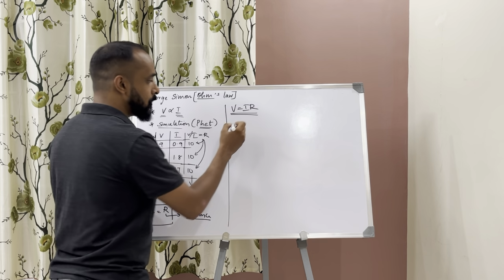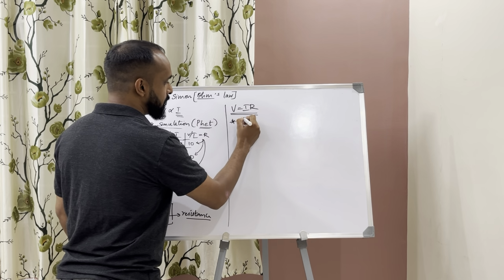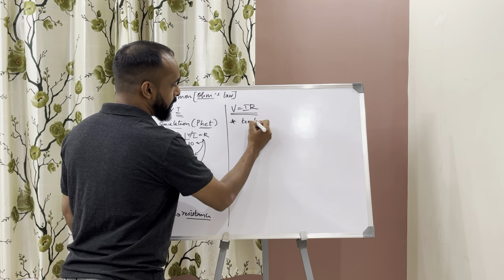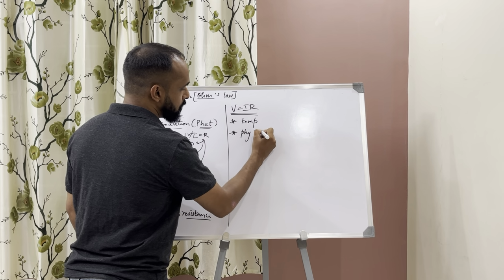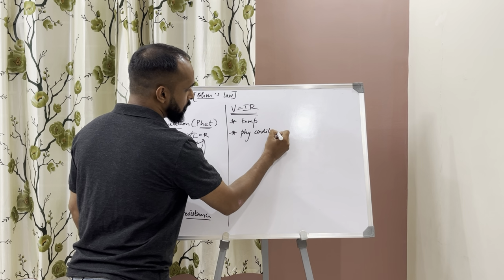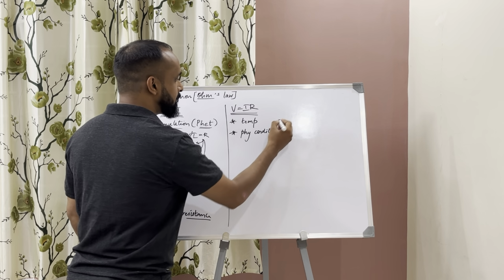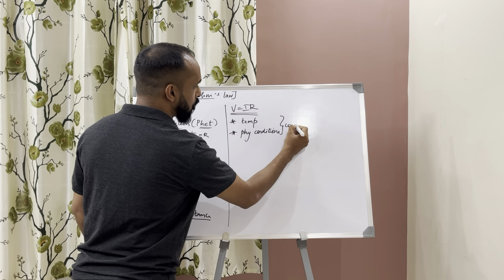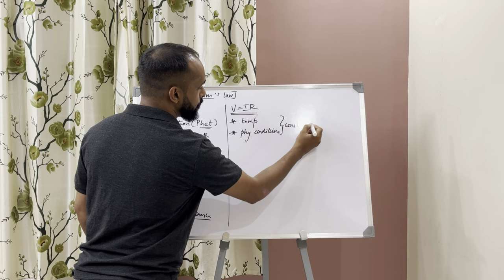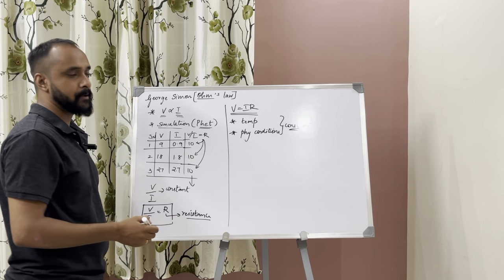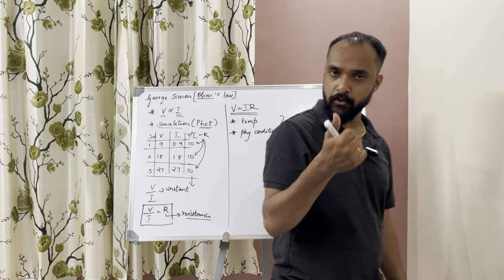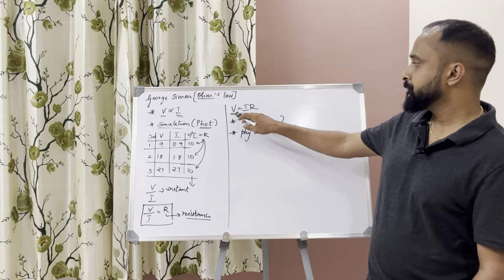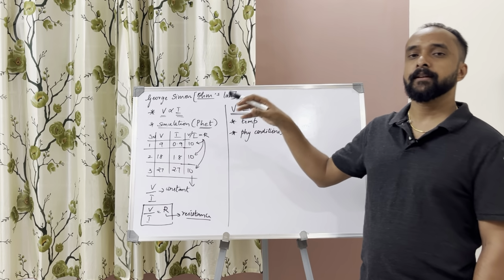But none of these would be called Ohm's law, as I told earlier, if you do not mention the condition. What is the condition? First condition is temperature, and second condition is all physical conditions. Only when these two conditions are constant, then Ohm's law is applicable. That's it. So if they ask you about Ohm's law, just remember V is proportional to I, and the mathematical representation is V is equal to IR.